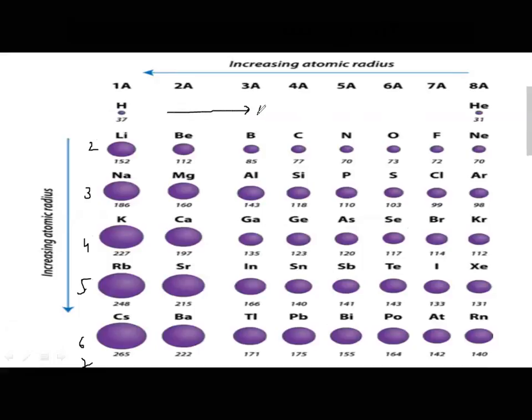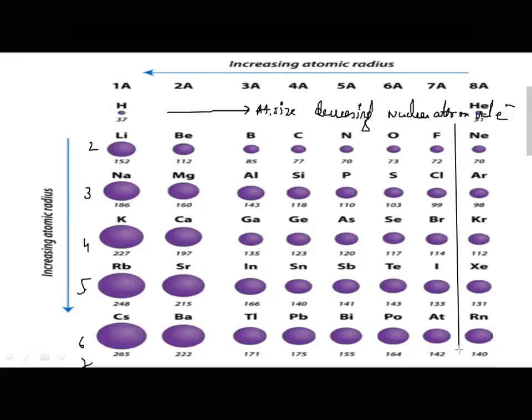Across the period, atomic size is decreasing. Can you see here? It is decreasing. So as the atomic size decreases, the nuclear attraction on the valence electron increases. The nuclear attraction on the valence electron increases. When the nuclear attraction on the valence electron increases, we are going to discuss only till here.